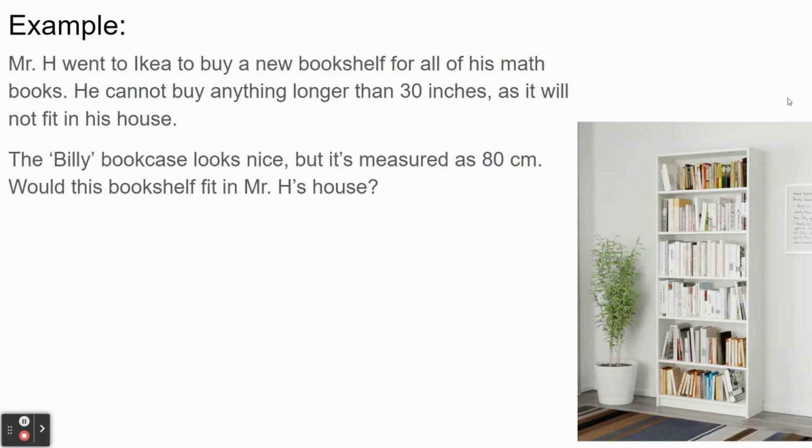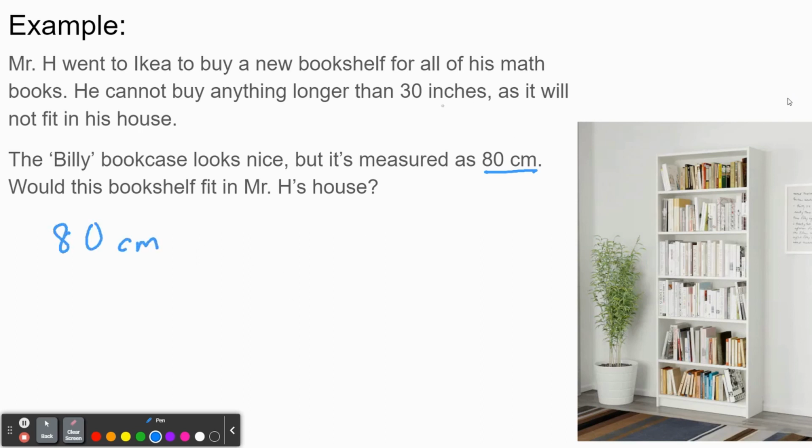So the first thing that we're going to do is find our pen. There we go. The first thing that we're going to do is just write down this 80 centimeters. Since we don't know what that is, but we want to compare it to 30 inches, at the end of our problem, we're going to want to make sure that our answer is going to be in inches. So, if we look at the tables that you guys wrote down from the previous one, you'll see that 1 inch is equal to 2.54 centimeters.